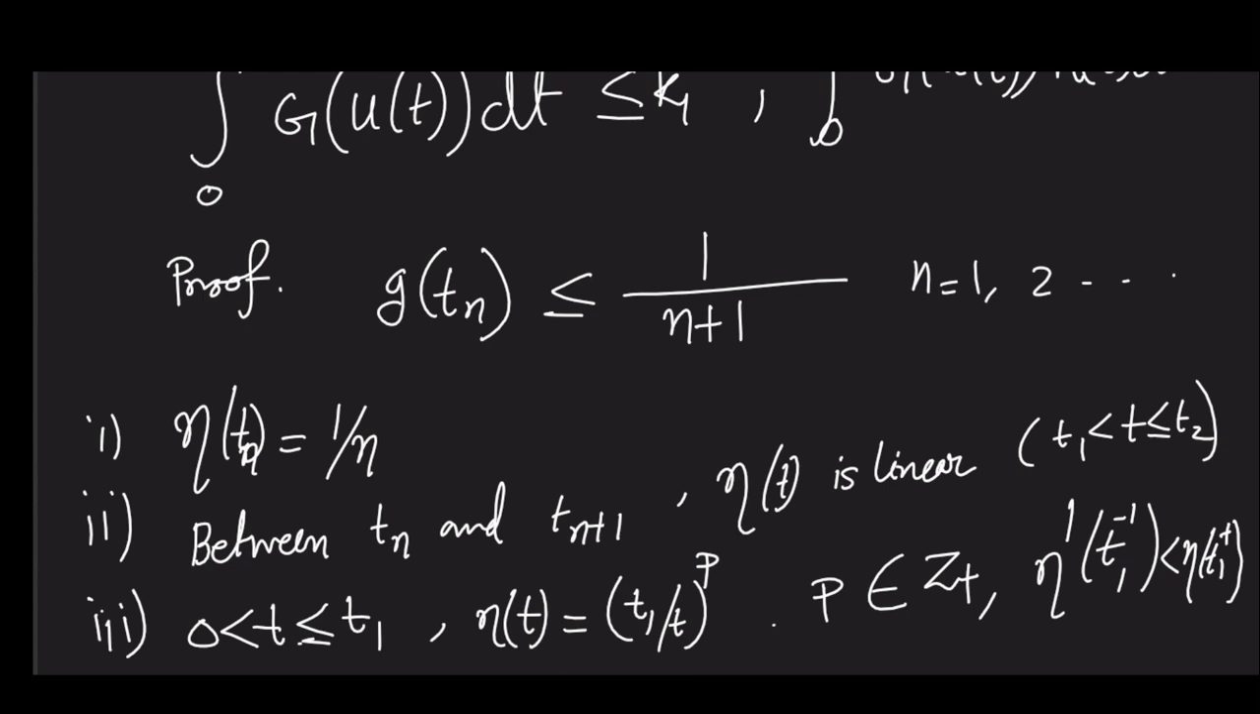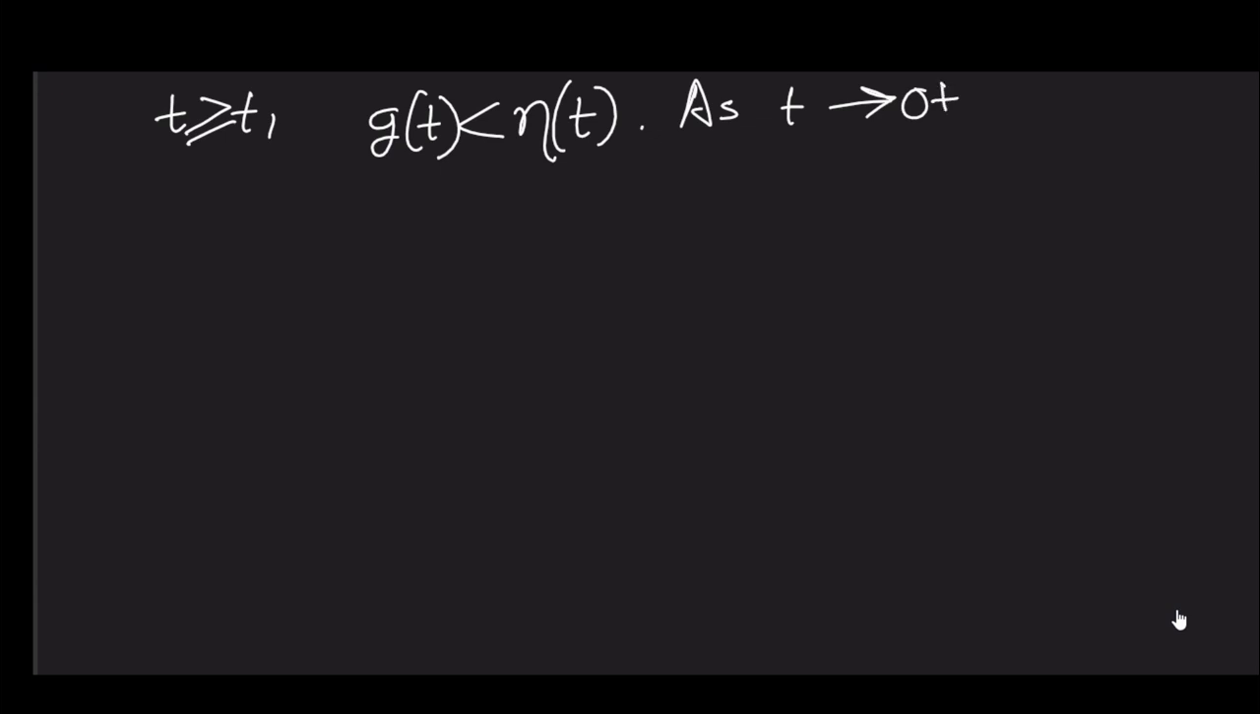Now go to the next page, just a minute. Now the function eta(t) is strictly decreasing, the way we have defined it, considering 3 points, and for t greater than or equal to t1, it is easy for us to verify that we have g(t) less than eta(t). Now as our t tends to 0, here we can see that the way we have defined it, eta(t) grows unbounded.